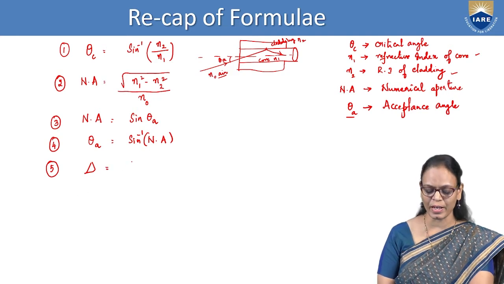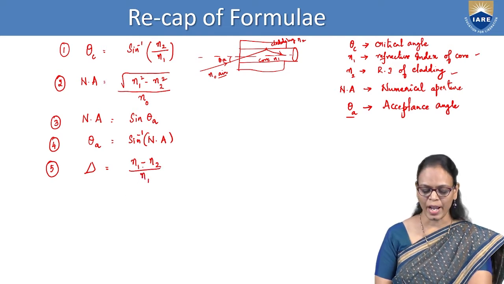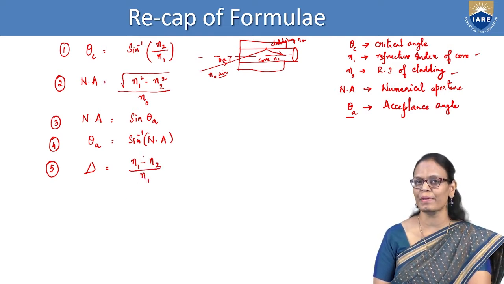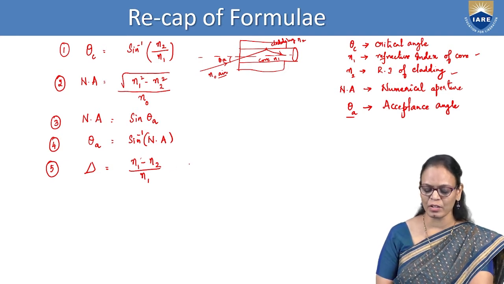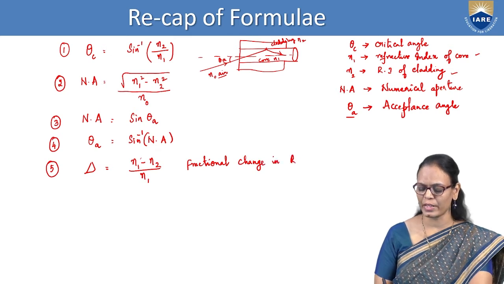Delta is given by N1 minus N2 upon N1. N1 is the refractive index of the first medium, that is the core. N2 is the refractive index of the second medium, upon N1, again the refractive index of the first medium. This gives the fractional change in refractive index. This is what we call the fractional change in refractive index.